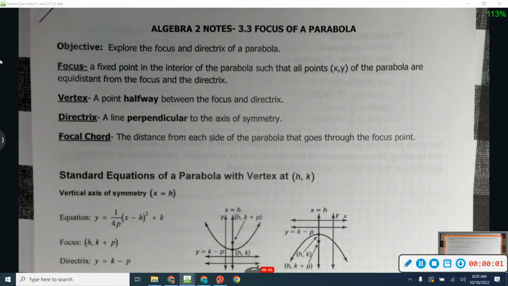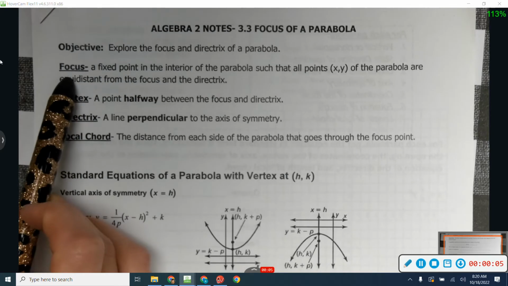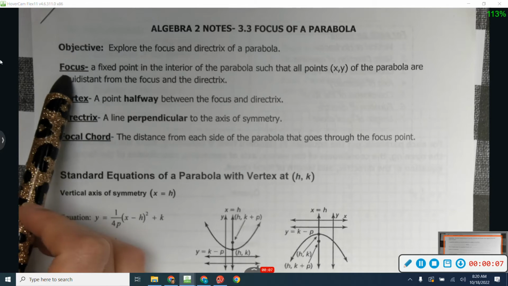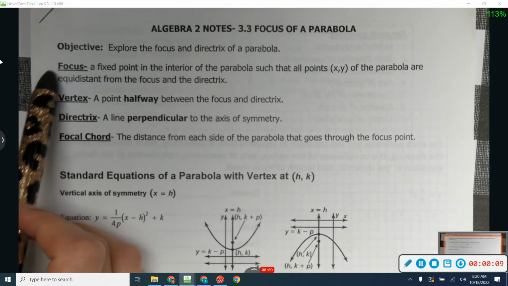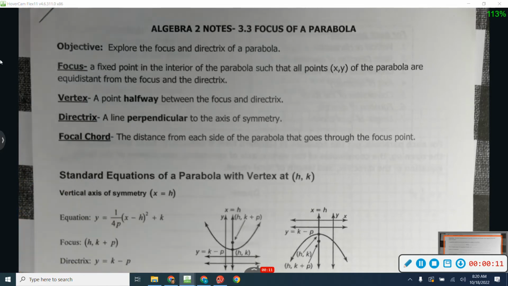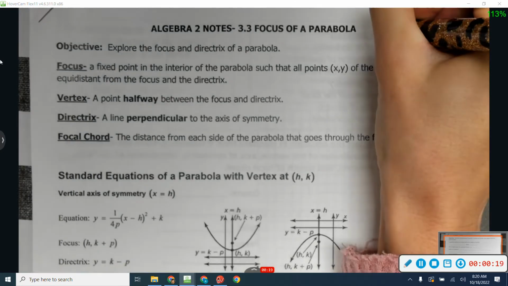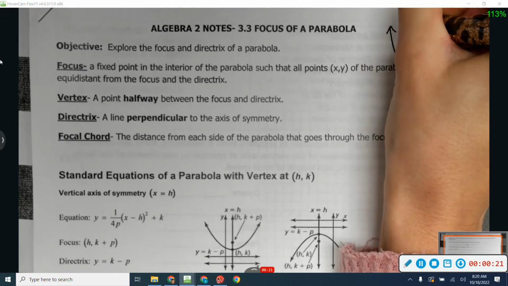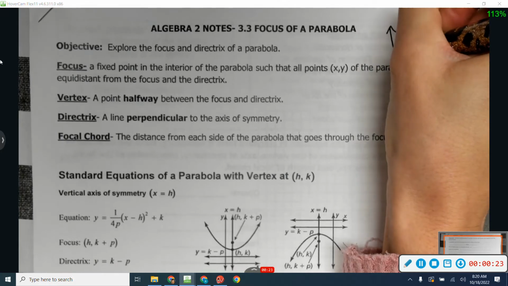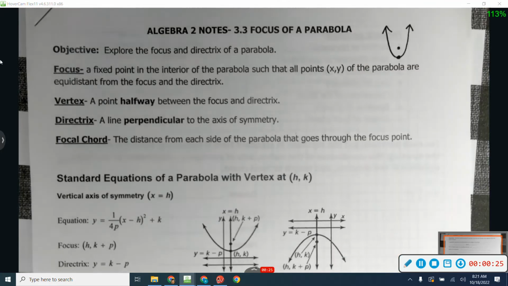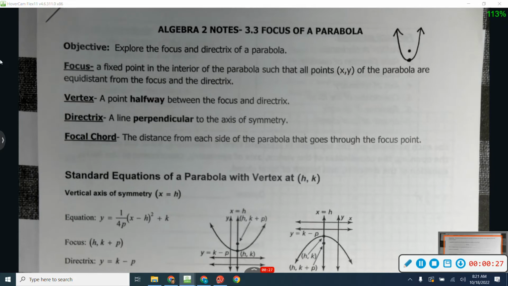Okay, so we're going to talk about our vocabulary first. What we're going to introduce this time is the focus, okay? That's the whole topic of this lesson. So the focus of a parabola is a fixed point in the interior so that everything is equidistant from that. So all that this really is, if you have a parabola, here's my vertex, my focus is going to be somewhere inside that parabola. It's always on the inside, okay?